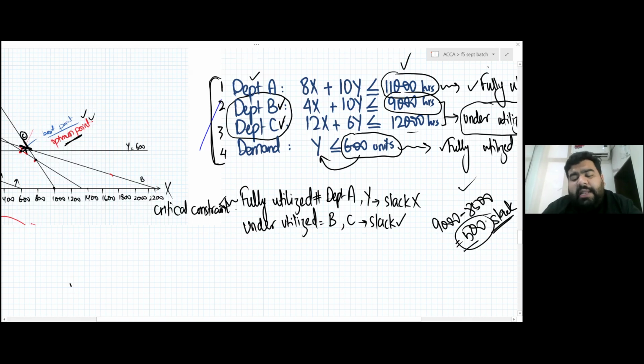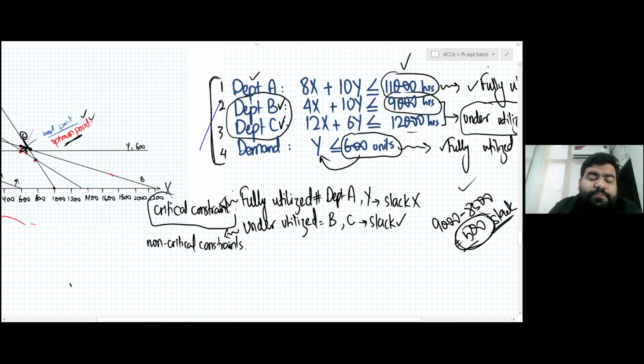If in any case we want to use 1 more hour of department B, we can, because there is 500 slack, meaning underutilization. So it's not a critical constraint. Critical constraints are always those resources that are fully utilized, and underutilized resources we will call non-critical constraints. I'm not saying that constraints can be either fully utilized or underutilized; fully utilized constraints are known as critical constraints, and underutilized constraints are known as non-critical constraints.